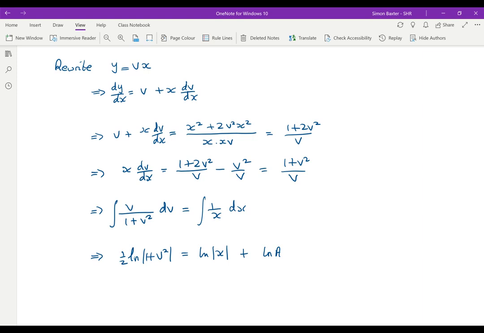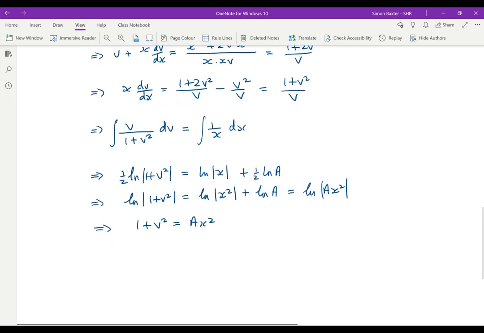And because of the half on the other side, I'm actually going to put it in as a half log a. It just makes the algebra a little bit sweeter in the next line. You could put plus c, but certainly plus log a is a little easier to use. If we multiply through by 2, we get log 1 plus v squared is 2 log mod x. That is log mod x squared. Multiplying by 2, that's log a. Now I can write that as log a x squared. And now I've got log equals log, so I have 1 plus v squared is ax squared.